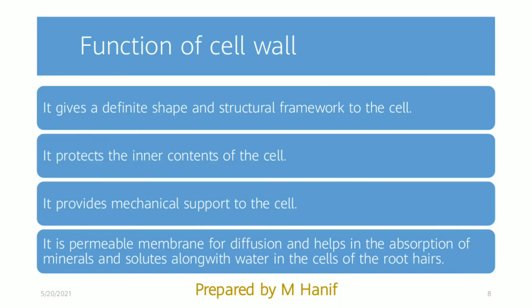What is the function of the cell wall? It gives a definite shape and structural framework to the cell. It protects the inner contents of the cell. It provides mechanical support to the cell. It is permeable membrane for diffusion and helps in the absorption of minerals and solutes along with water in the cells of the root hairs.